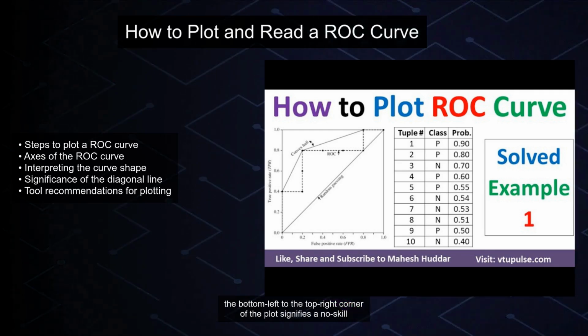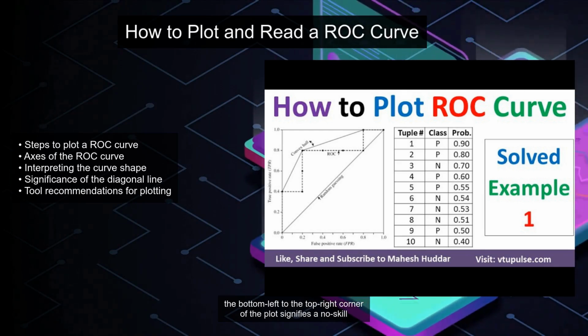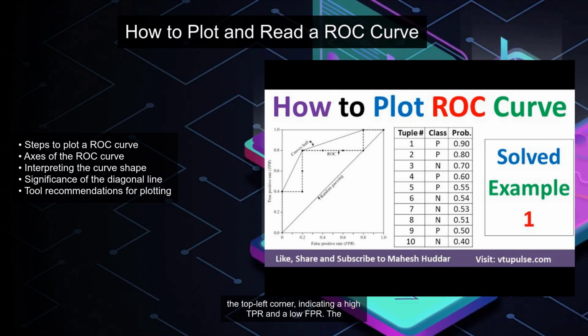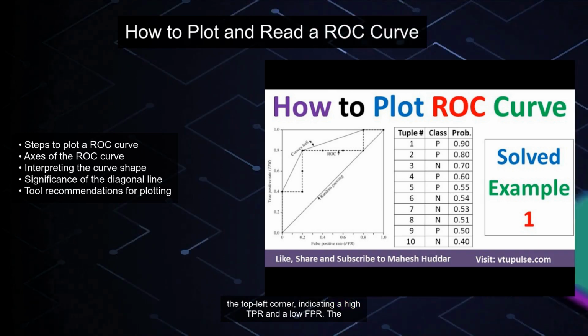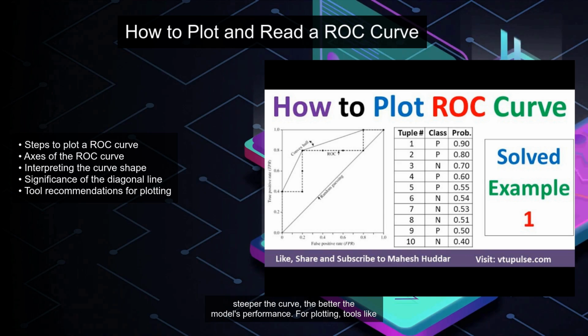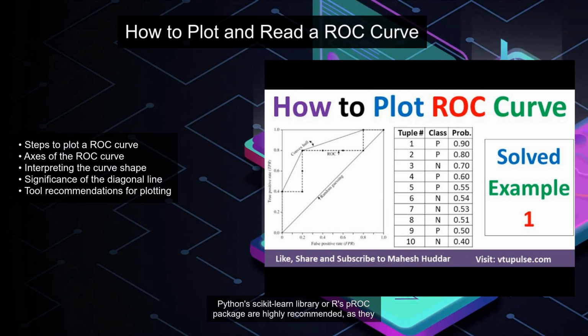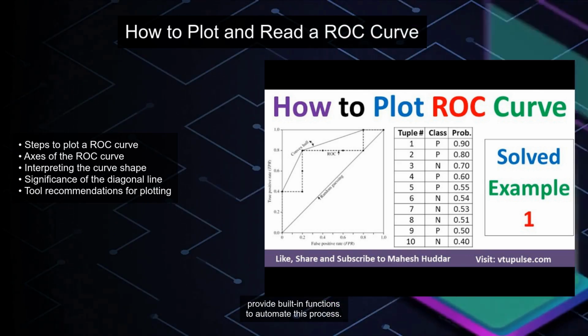The diagonal line from the bottom left to the top right corner of the plot signifies a no-skill classifier, meaning random guessing. Ideally, a model's ROC curve will bow towards the top left corner, indicating a high TPR and a low FPR. The steeper the curve, the better the model's performance. For plotting, tools like Python's scikit-learn library or R's pROC package are highly recommended, as they provide built-in functions to automate this process.